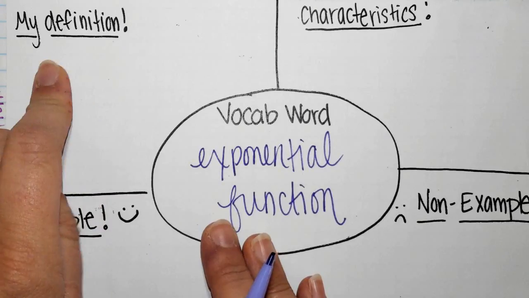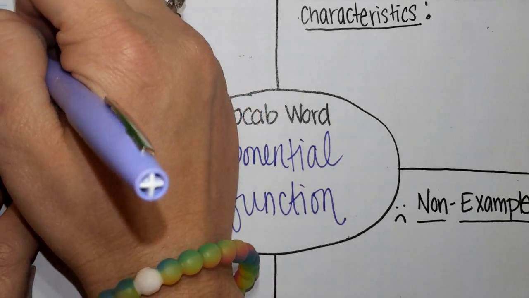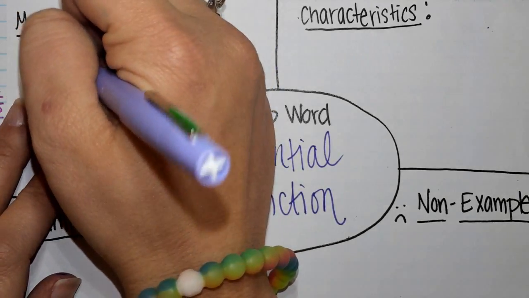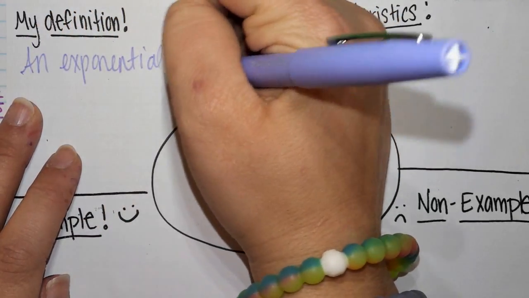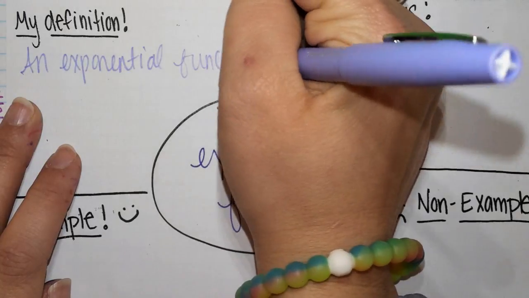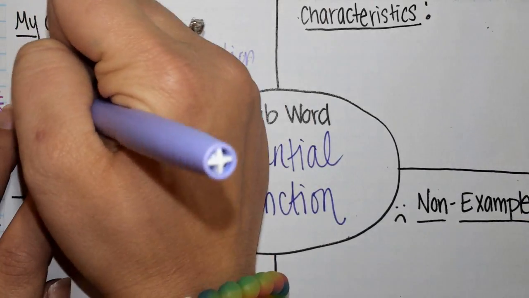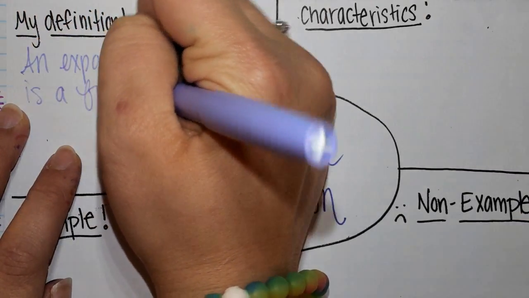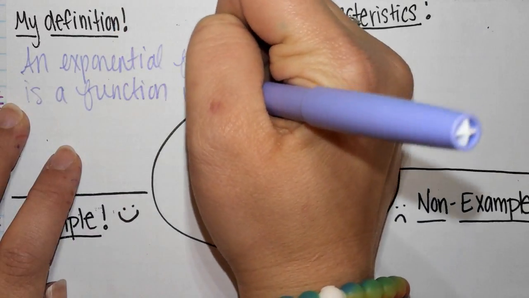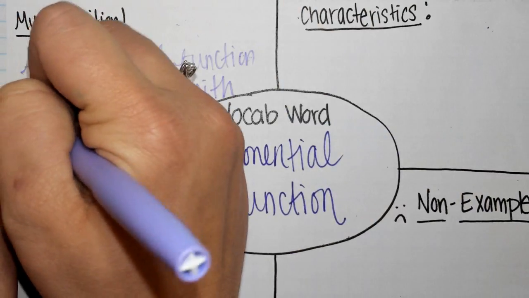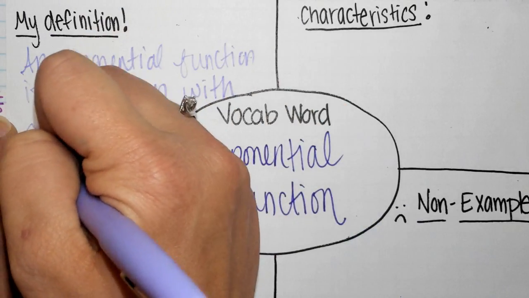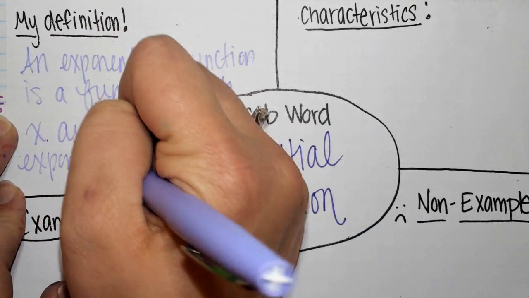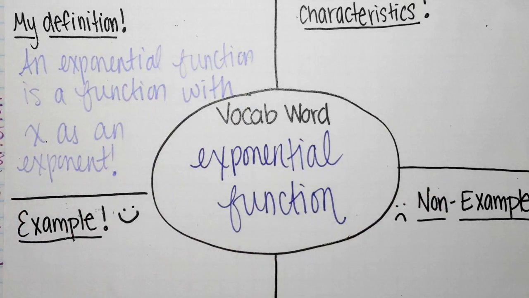Alright, so the definition is: an exponential function is a function with x as an exponent.